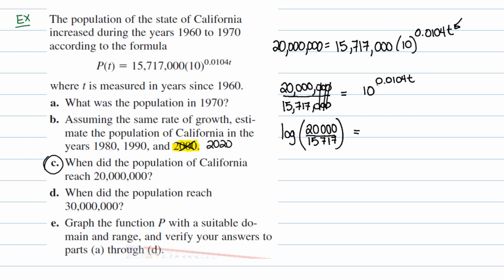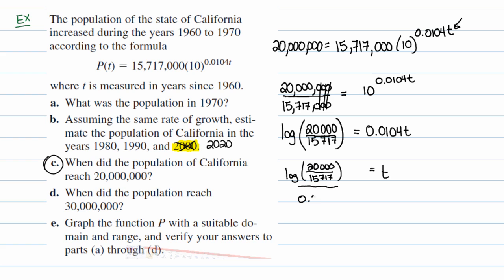So this becomes 0.0104 t. Now remember, I'm trying to find out what t is. T is just the number of years since 1960 that it took for the population to become 20 million. So I'll divide both sides by that value of 0.0104. Get this log of 20,000 over 15,717 being divided by 0.0104.